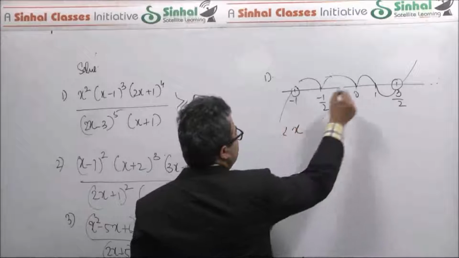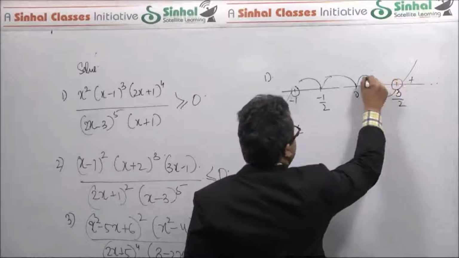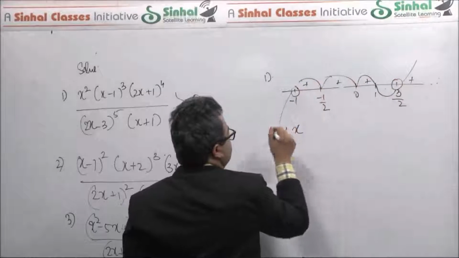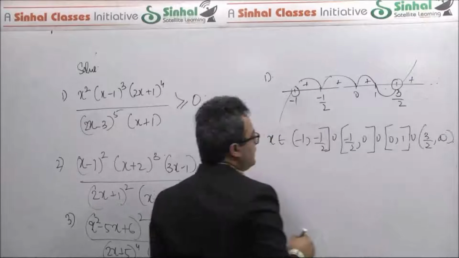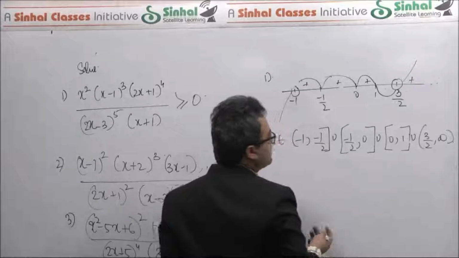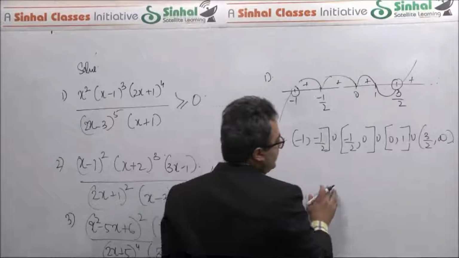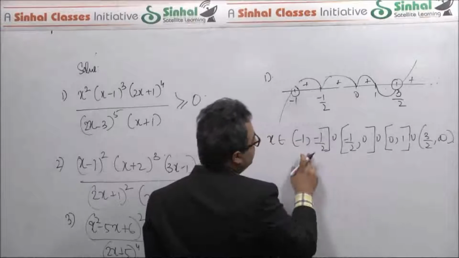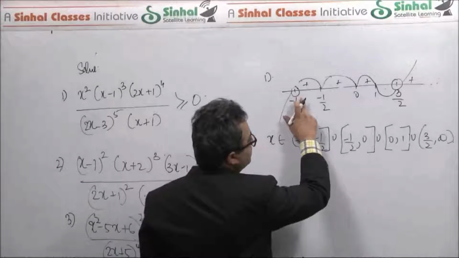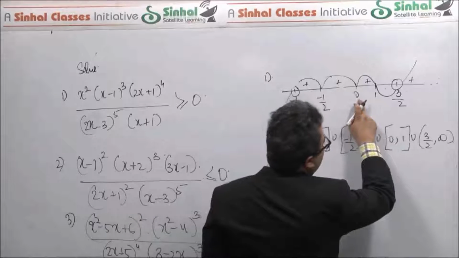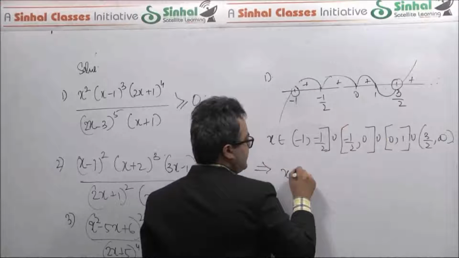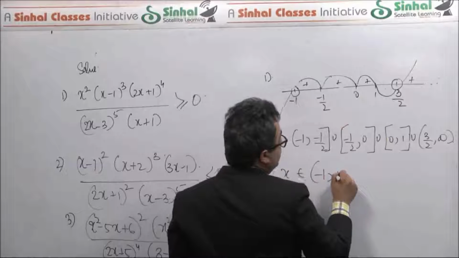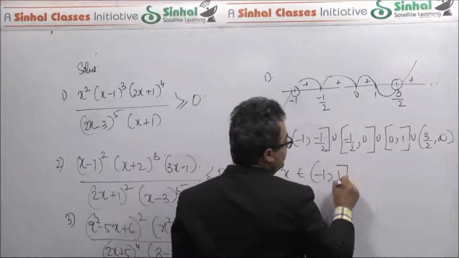X can lie in plus, plus, plus, plus, minus 1 to minus half. Now effectively, since minus half, 0 and 1 are being included, this means that I can include all points from minus 1 right up till 1. Effectively this means that x lies between -1 and 1, excluding -1, including 1, union.